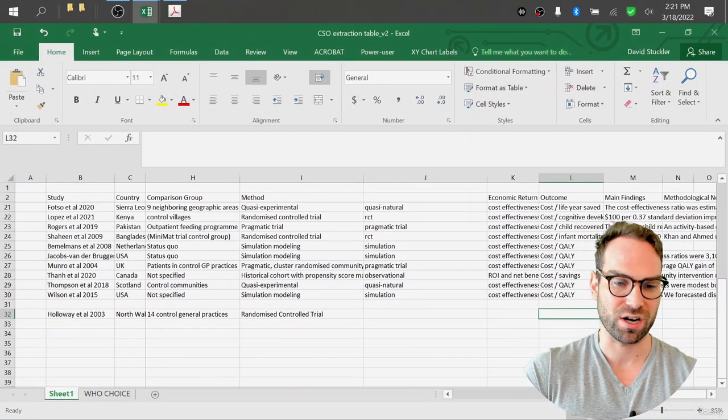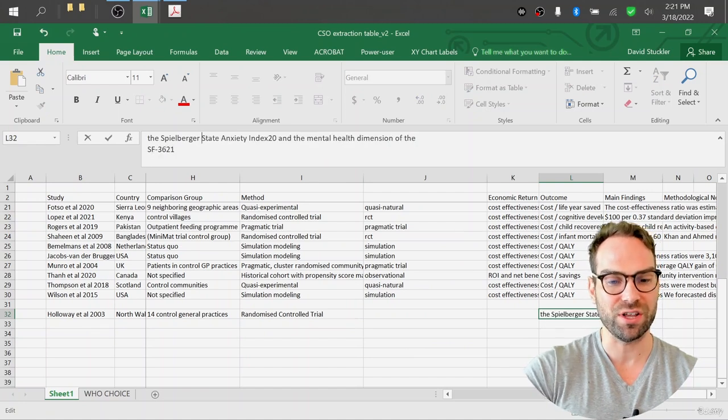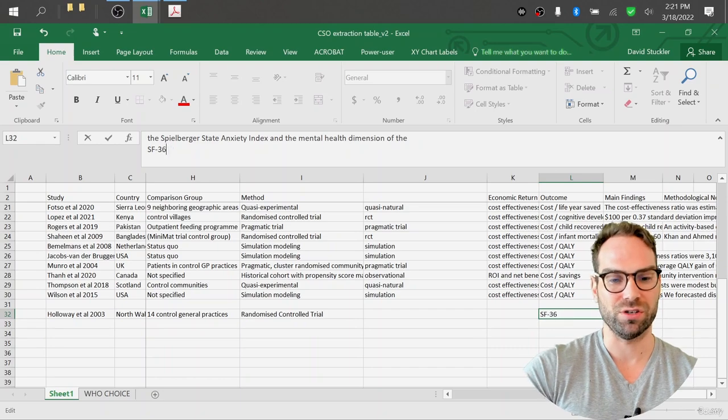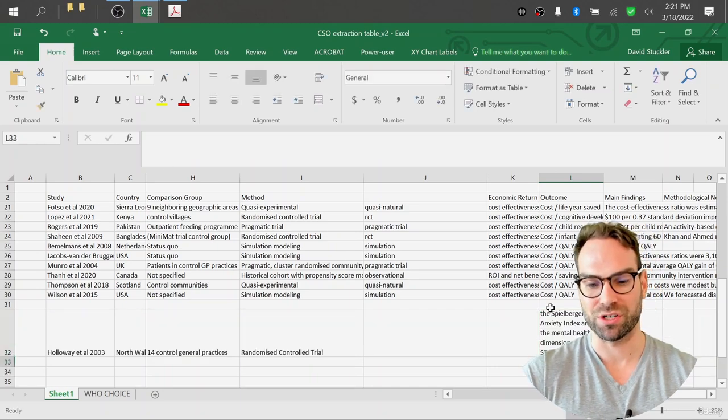Here I was actually interested in economic returns. I'm just doing this as an example. So I would say this. I would put these two outcomes, take away the citation. I'll put those there to be very precise about it.